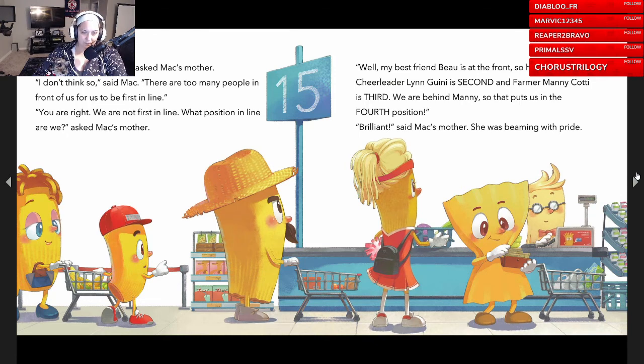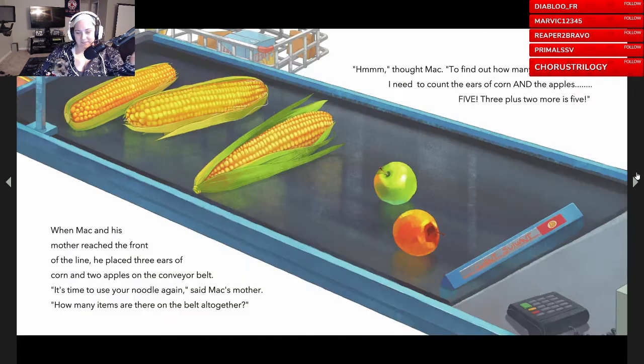"Well, my best friend Bo is at the front, so he is first. Linguini is second, and Farmer Manicotti is third. So that puts us in the 4th position." "Brilliant," said Mac's mother. She was beaming with pride.